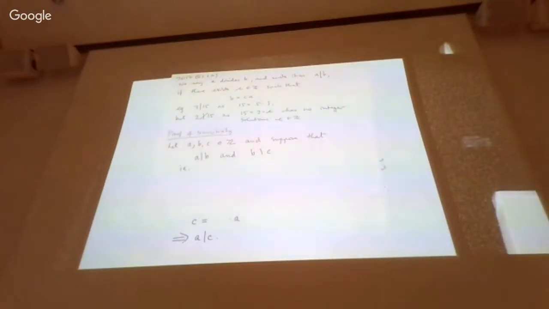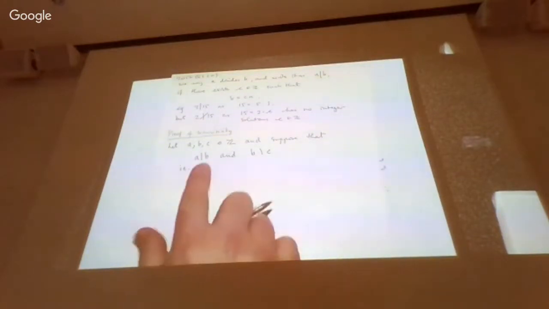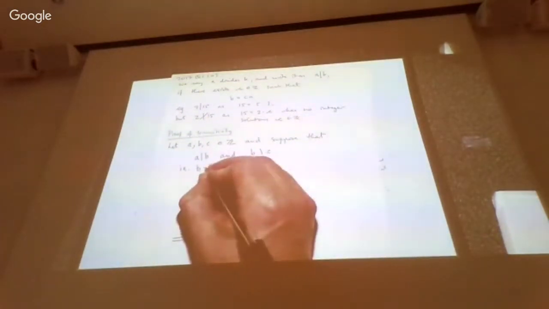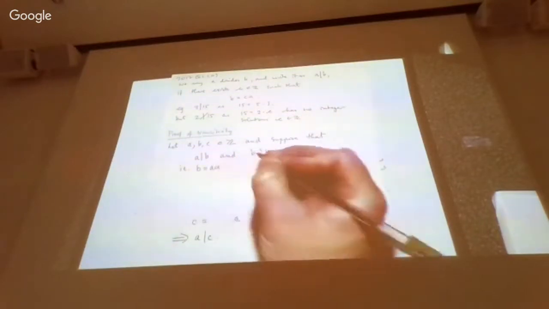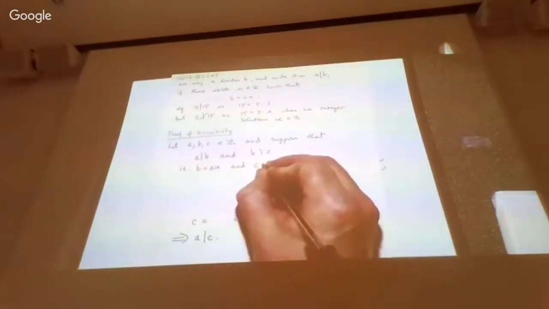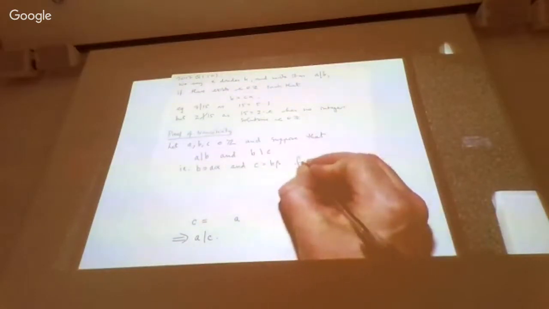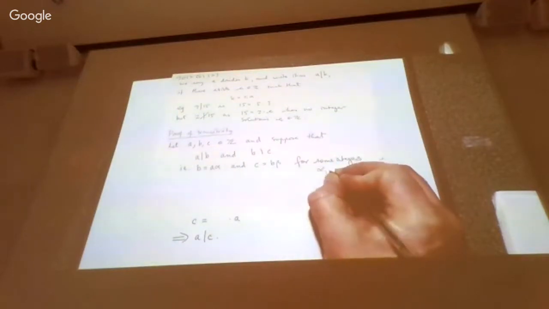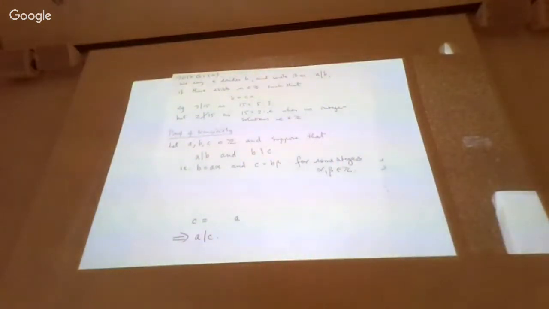Well, you do the same similar thing to your assumptions. You roll them forward using definitions. That's one way to roll them forward. What does it mean to say A divides B? It means that we can write B as some A times alpha, and we can write C as some B times beta, and that can be done for some integers alpha and beta. Or you could say it, i.e., there exist integers alpha and beta such that B is alpha A and C is beta B.